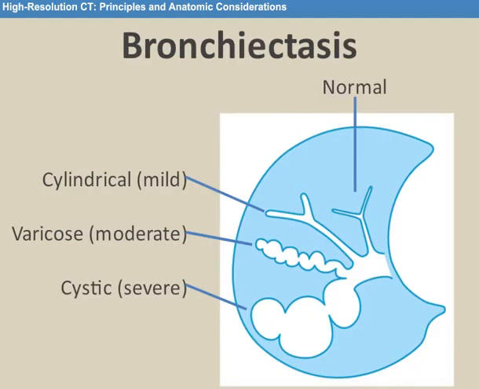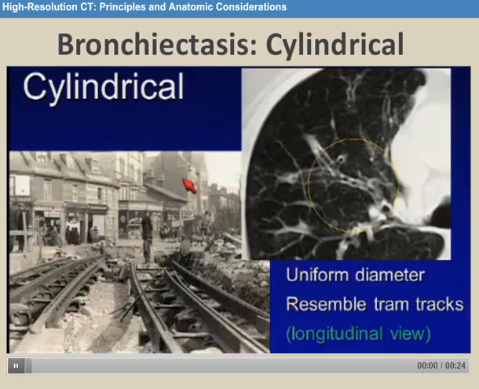In this diagram, you can see portrayed a normal airway that is tapering and branching, and notice it does not extend out into the lung periphery. And then I've had the artist depict three increasing grades of severity of bronchiectasis, cylindrical being mild, varicose being moderate, and cystic being severe.